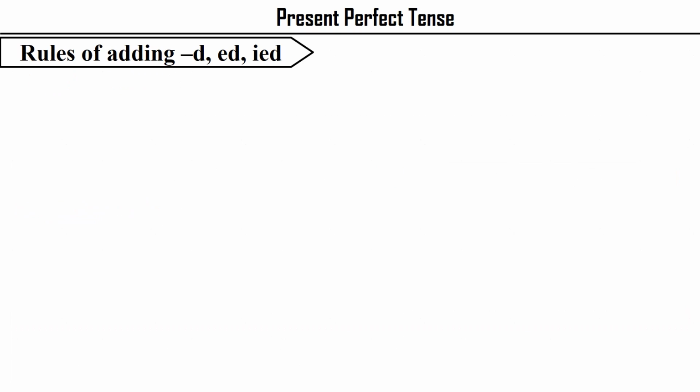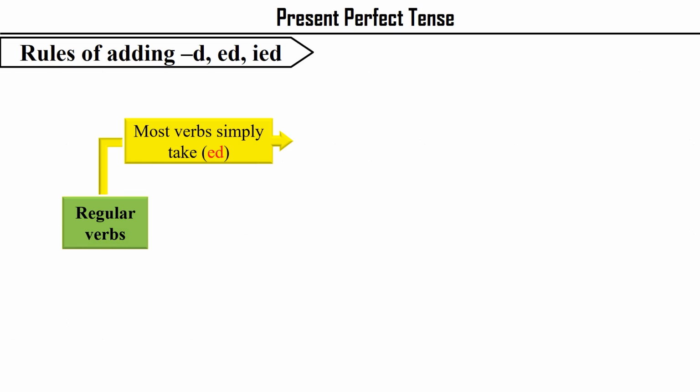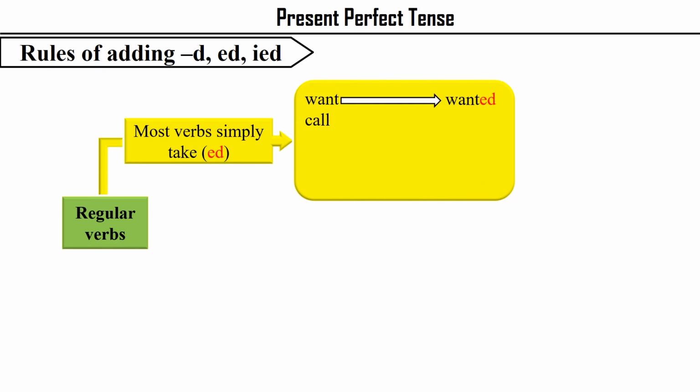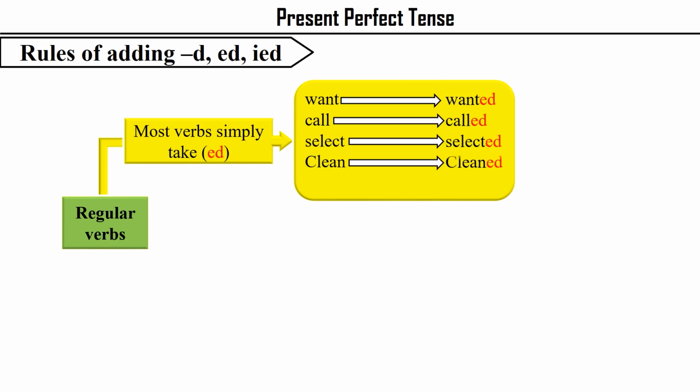Let's move on. Rules of adding d, ed, and ied to the verbs. Regular verbs: most verbs simply take ed without any change. We do not change the spelling of the verbs. We simply add ed. For example, want becomes wanted. Call becomes called. Select becomes selected. Clean becomes cleaned. Look becomes looked, etc.